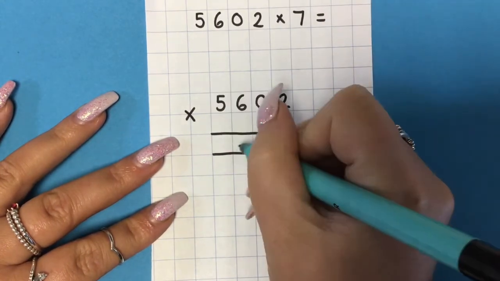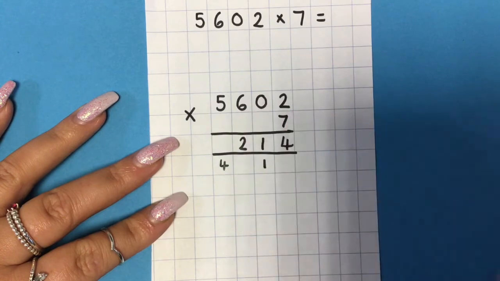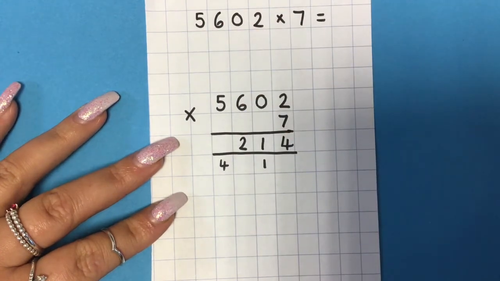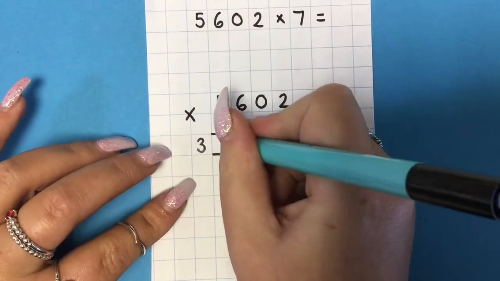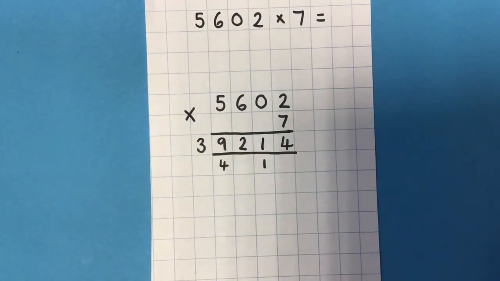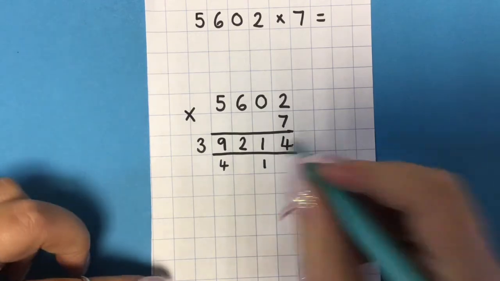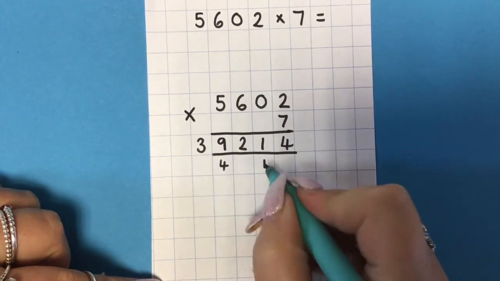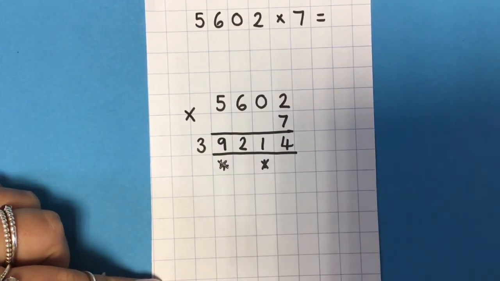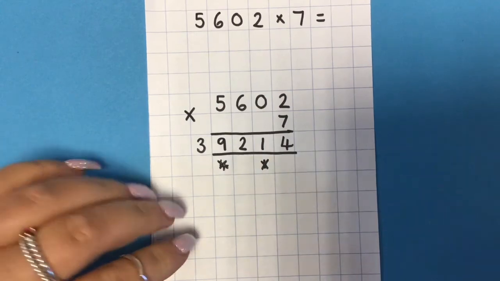7 times 6 is 42. And 7 times 5 is 35. Add the 4 is 39. So the answer that we've got here is 39,214. Again, you don't have to cross out those carried numbers, but as you're going along, if it helps, you can cross them out. Okay?